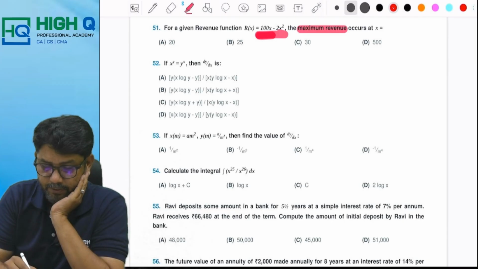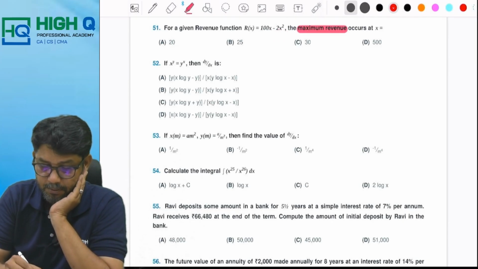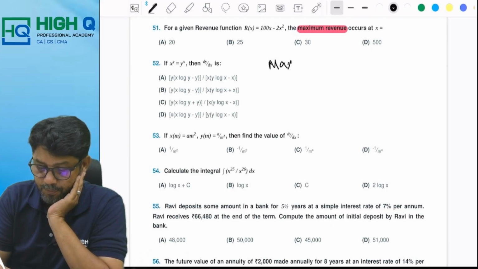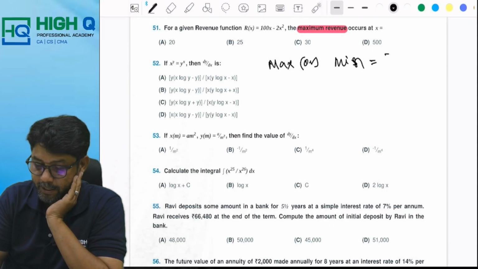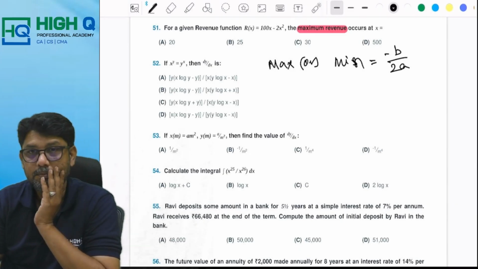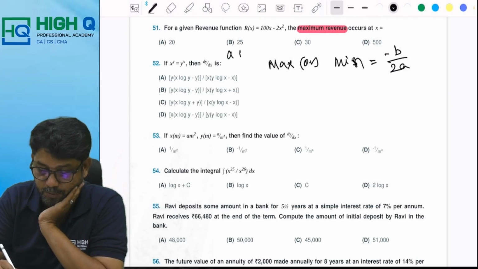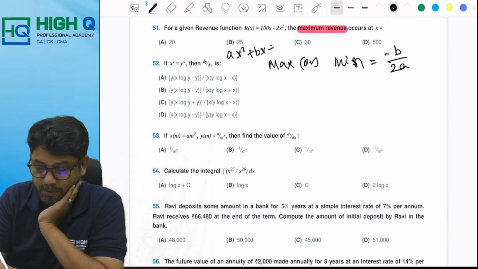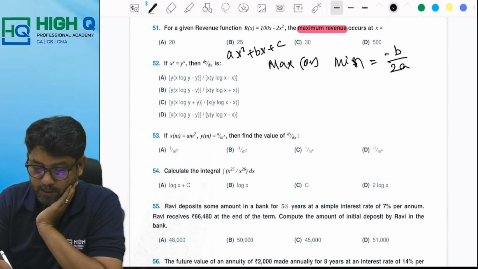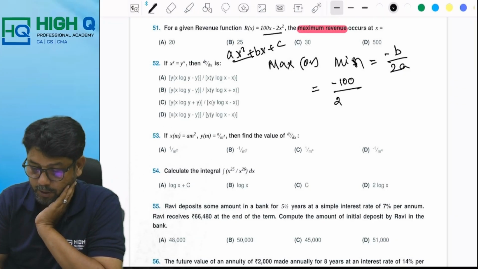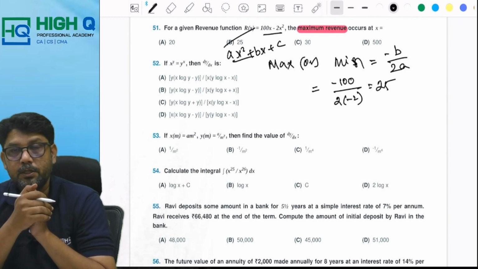Whenever there is a quadratic expression, maxima or minima occurs at minus b by 2a. That's it. Minus b by 2a. The quadratic expression format is ax square plus bx plus c. Here compare with these two. What is a equal to? Sir, a equal to minus 2. b equal to 100. So it is minus 100 divided by 2 into minus 2, which is equal to 25.